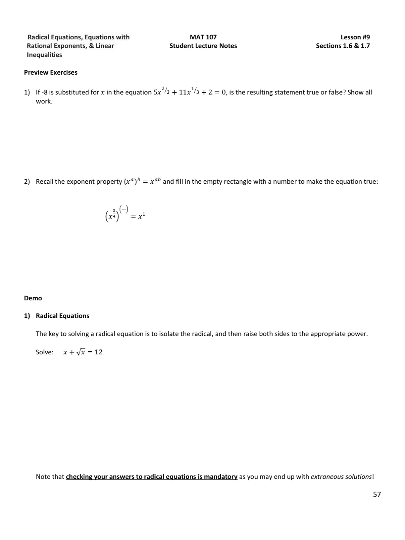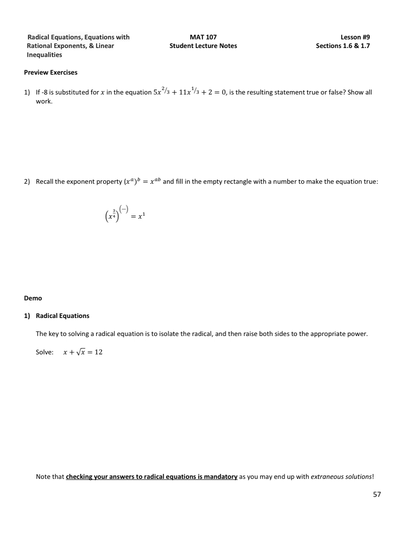This is the preview exercises for College Algebra Lesson 9. Number 1. If negative 8 is substituted for x in the equation 5x to the 2/3 plus 11x to the 1/3 plus 2 equals 0, is the resulting statement true or false?